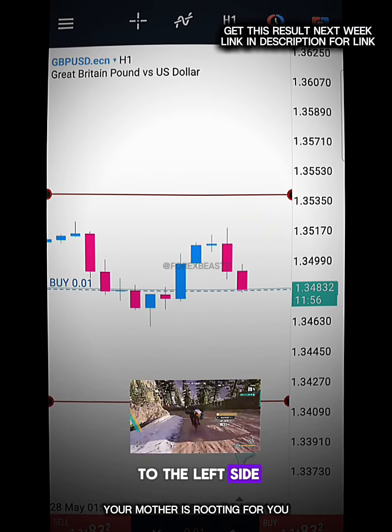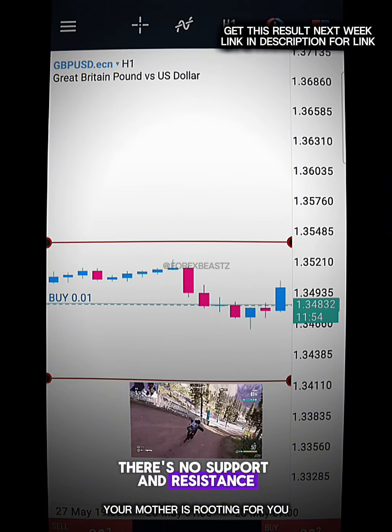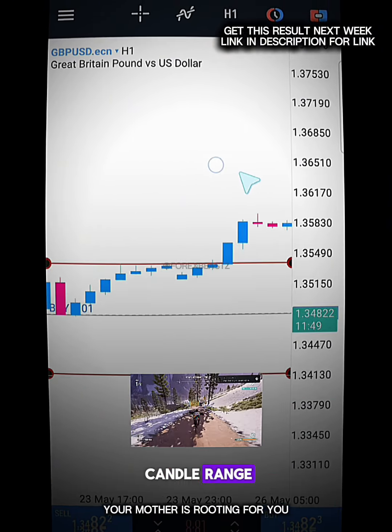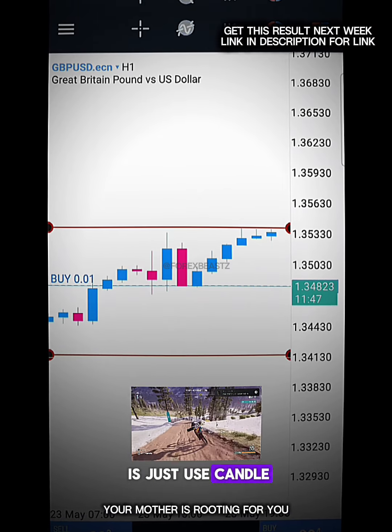Scroll to the left side. If there's no other block, there's no support and resistance, which you don't even want to use if you are trading candle range. What you want to do is just use candlestick structure.